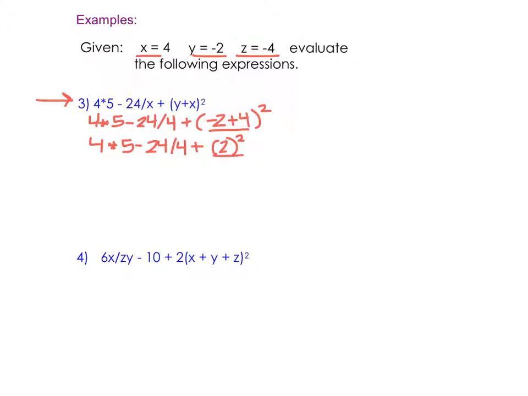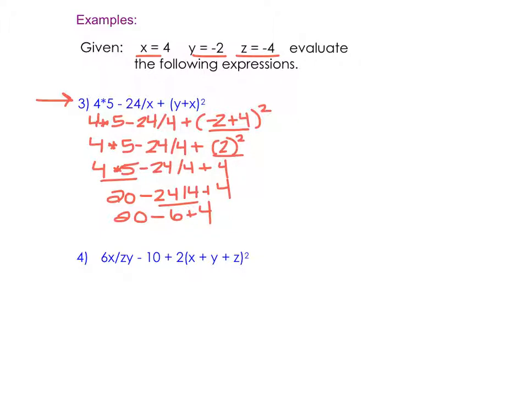I then focus on the exponent, and 2 squared is 4. I then am going to apply multiplication and division from left to right. So here I have 20. And then I have a division. Now I'm going to rewrite this up here, just for ease and space.